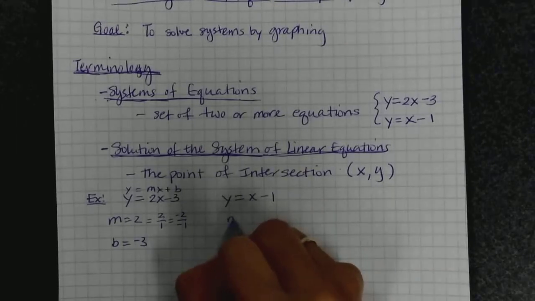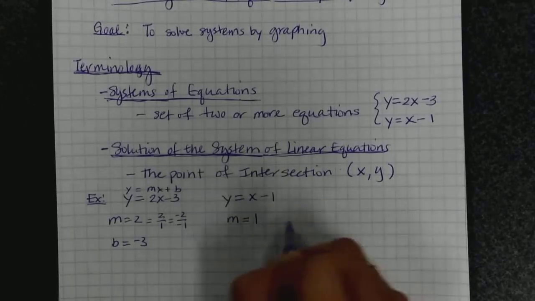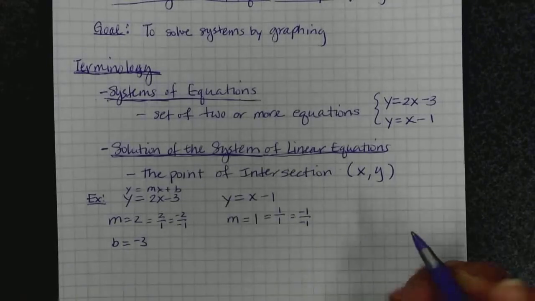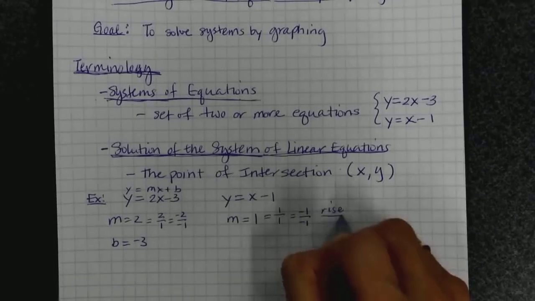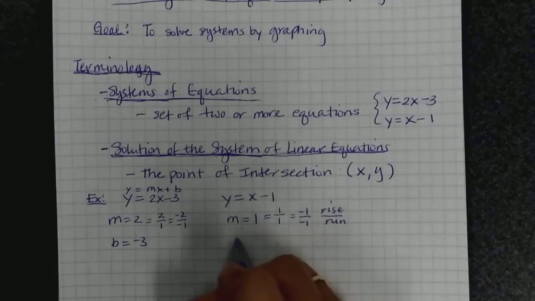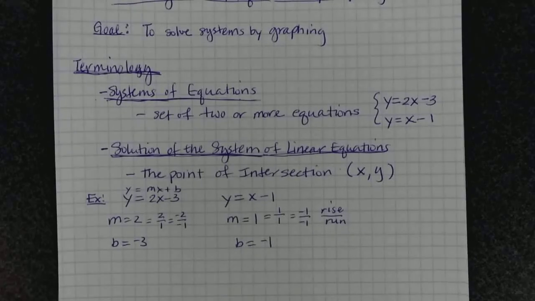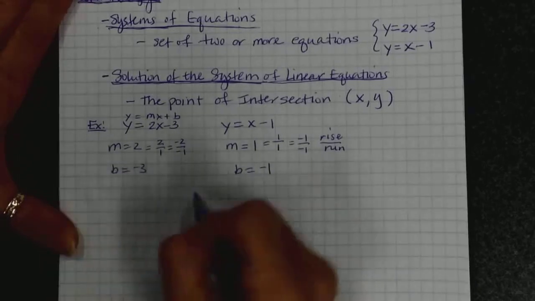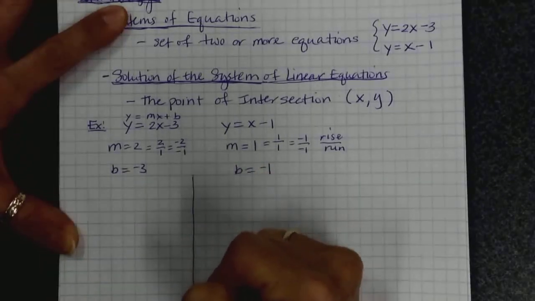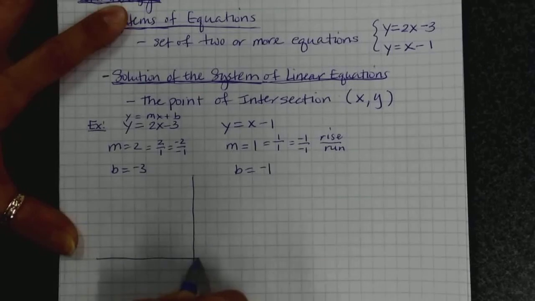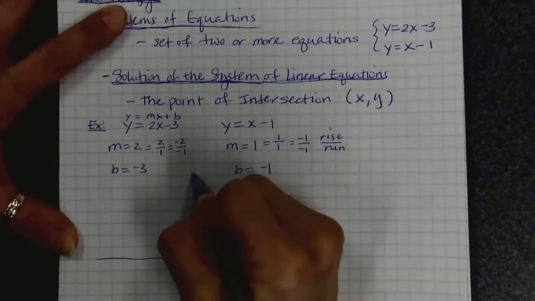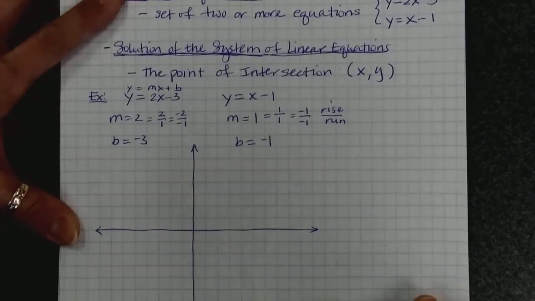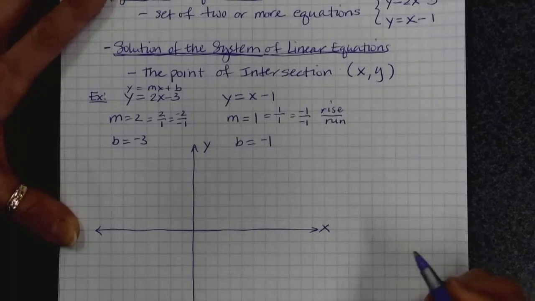For the other line, the slope is the number in front of the x, which is 1, which I could write as 1 over 1 or negative 1 over negative 1, because slope is rise over run. And the y-intercept, b, is negative 1. To graph these lines, you always start with the y-intercept. I'm going to make my x and y axes and use the same graph for both lines, because we're looking for the point of intersection.